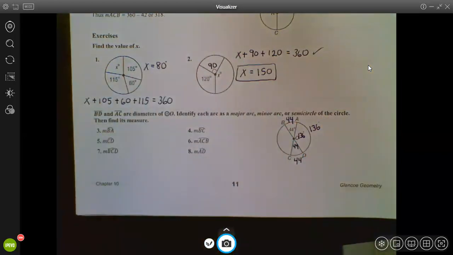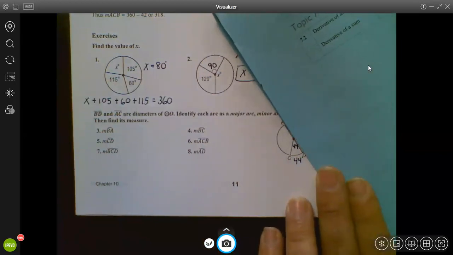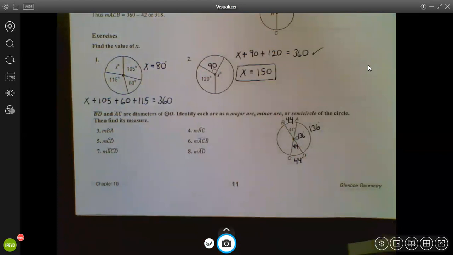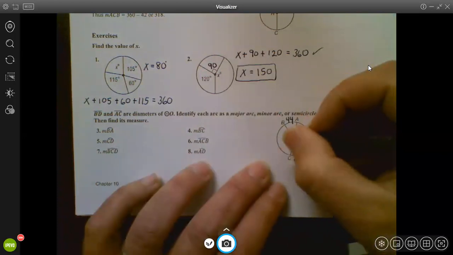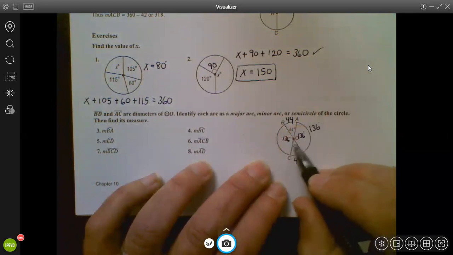So we could do the same thing over here, because BD is also, if we look at it this way, separates that half the circle. And so I'm going to get that same 136 on the other side. Not to mention they were vertical angles, so we could have seen it that way too.